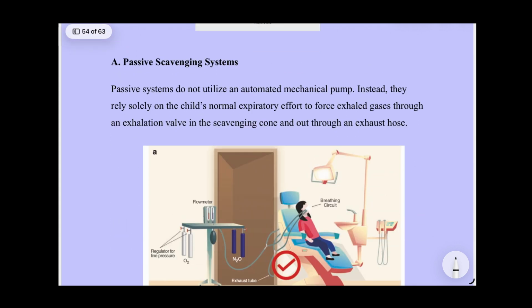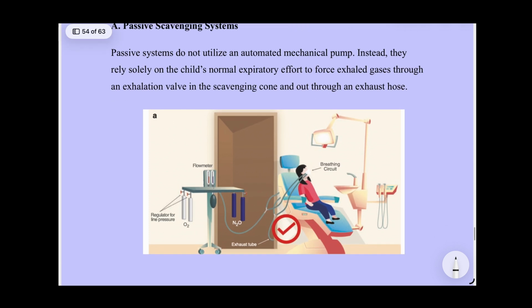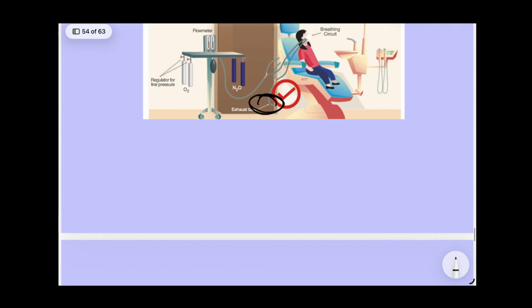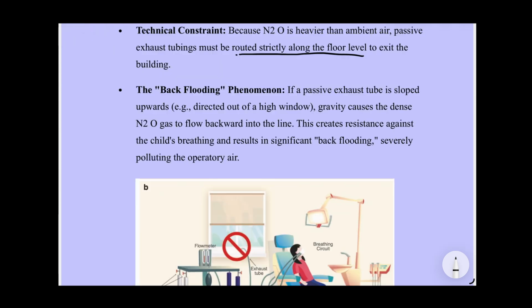These components are configured into two distinct operational modalities. First is passive scavenging system. So passive systems do not utilize an automated mechanical pump. Instead, they rely solely on the child's normal expiratory effort to force exhaled gas through the exhalation valve in the scavenging cone and out through an exhaust hose. Technical constraint: because nitrous oxide is heavier than ambient air, passive exhaust tubing must be routed strictly along the floor level. Here is the exhaust tubing to exit the building.